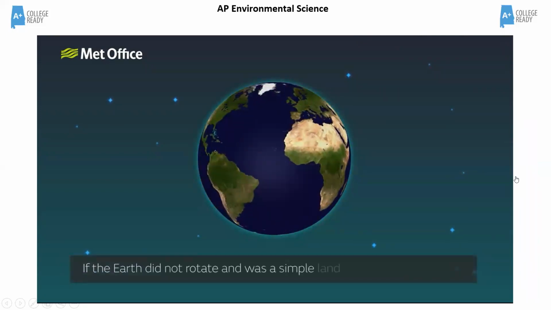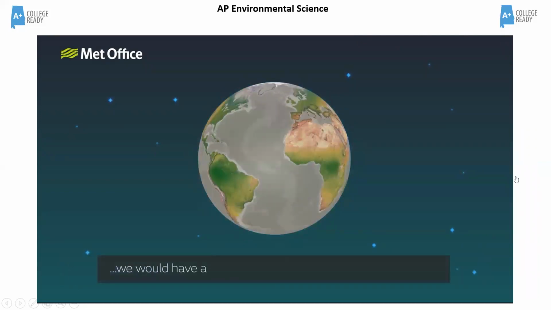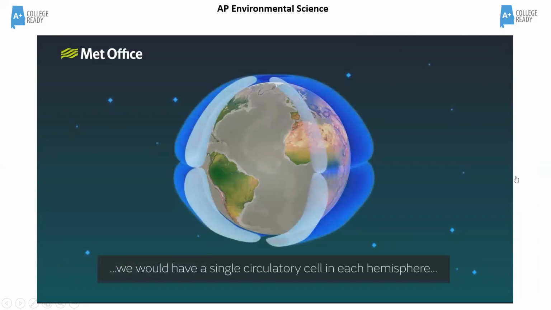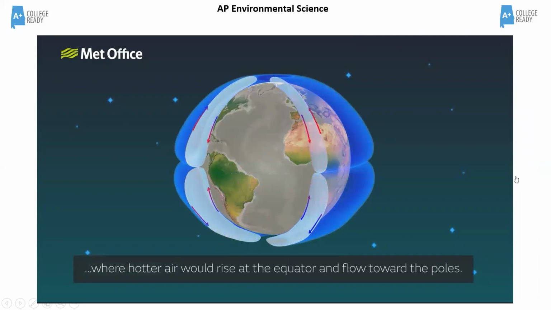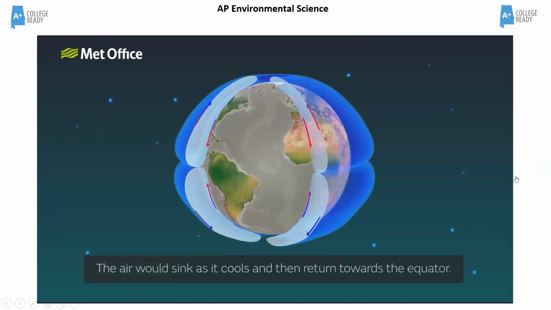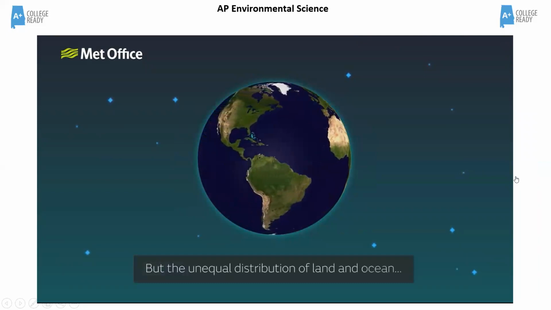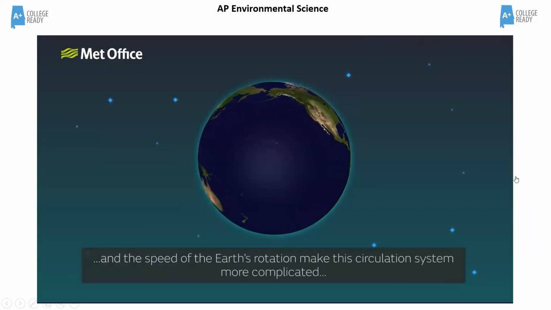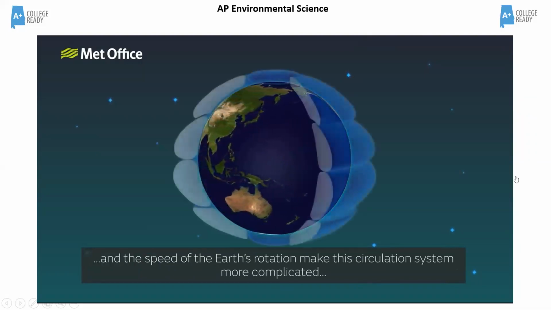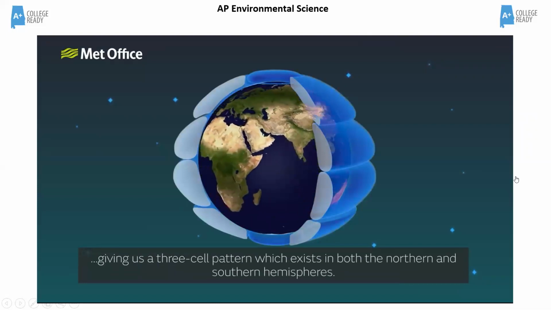If the Earth did not rotate and was a simple landmass with no oceans, we would have a single circulatory cell in each hemisphere, where hotter air would rise at the equator and flow toward the poles. The air would sink as it cools and then return towards the equator. But the unequal distribution of land and ocean and the speed of the Earth's rotation make this circulation system more complicated, giving us a three-cell pattern which exists in both the northern and southern hemispheres.